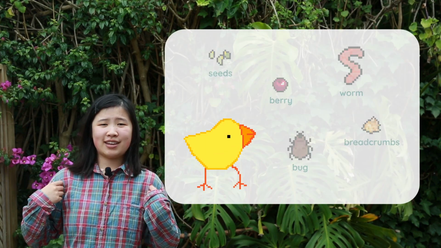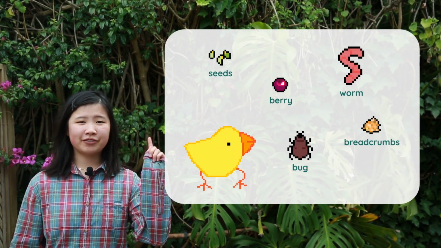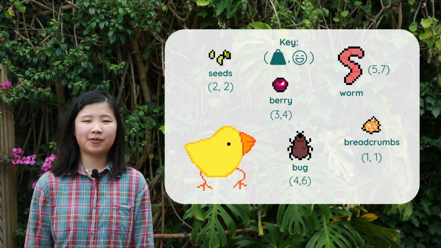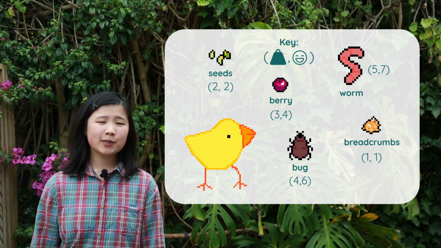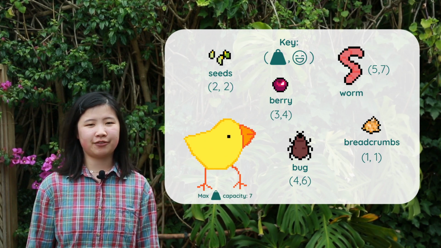Imagine you're a chick and you have to decide what to eat for lunch. You only have one of each item, and every food has a happy score representing how satisfied you are when you eat it, and a weight value indicating how heavy it is. You also have a maximum weight of food you can eat, and let's say that's 7 weight units.